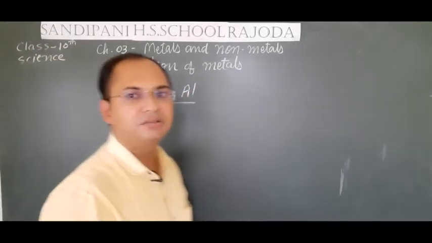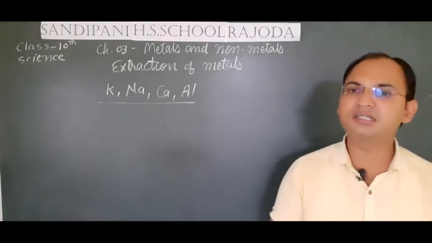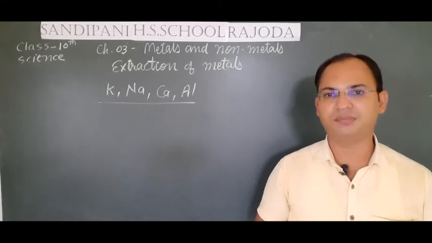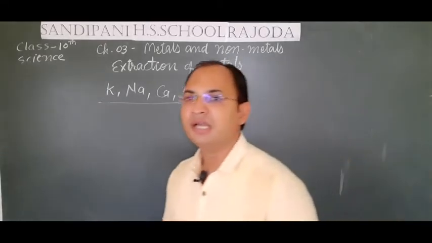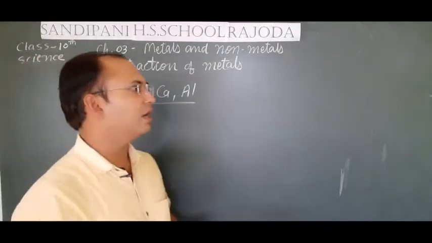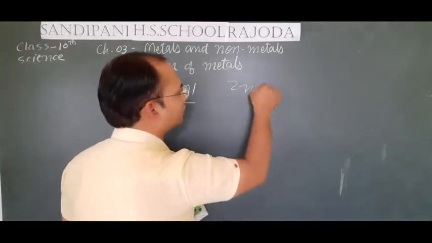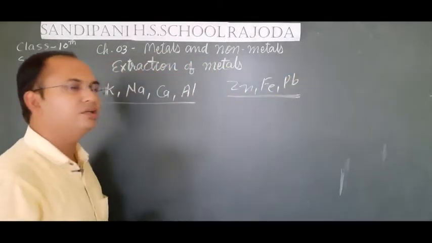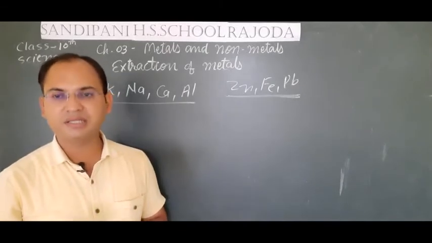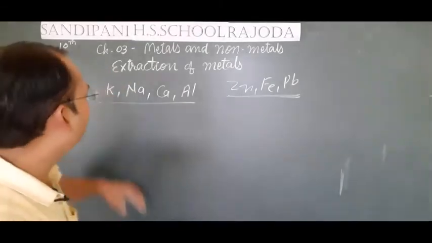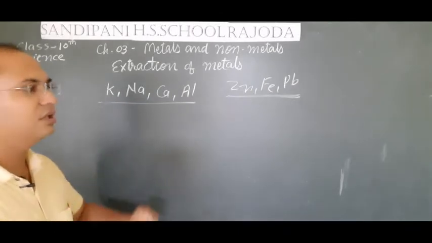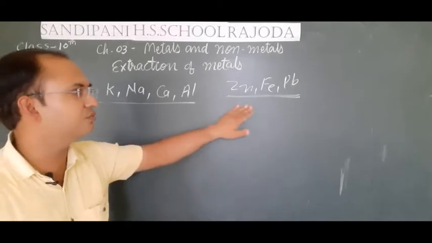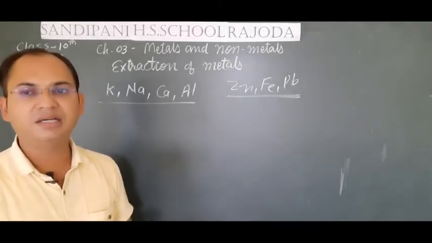These are metals which are highly reactive, which can easily react with other metals or non-metals, and they easily form compounds. So, instead of reducing them with carbon, as we have seen in the case of zinc, iron and lead, which are extracted by reducing them with carbon in the reduction process, these metals cannot be extracted by the method used for extracting zinc, iron and lead.